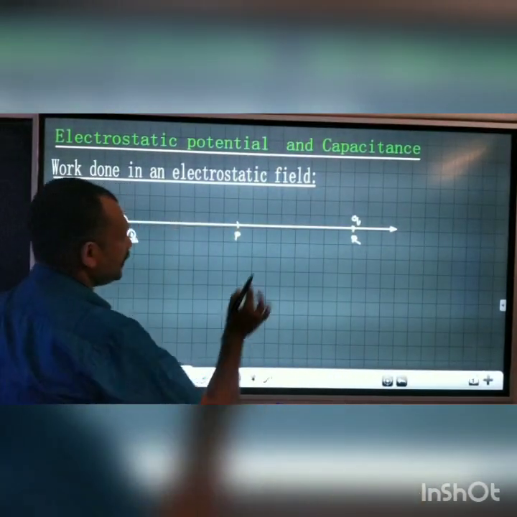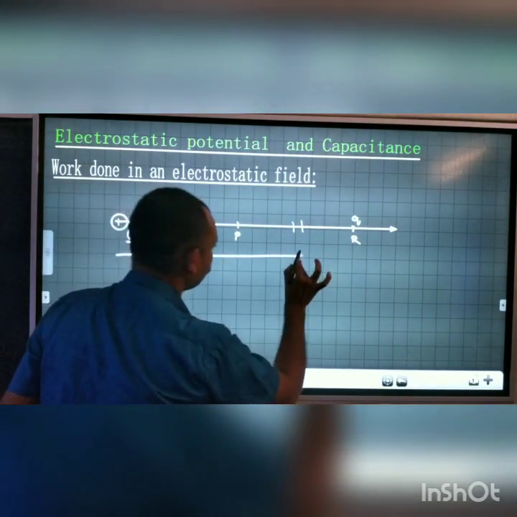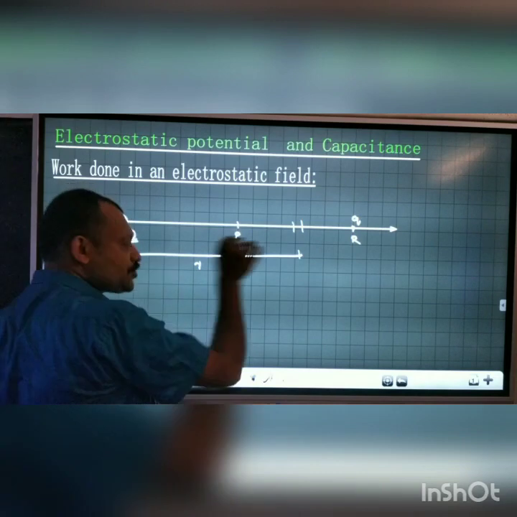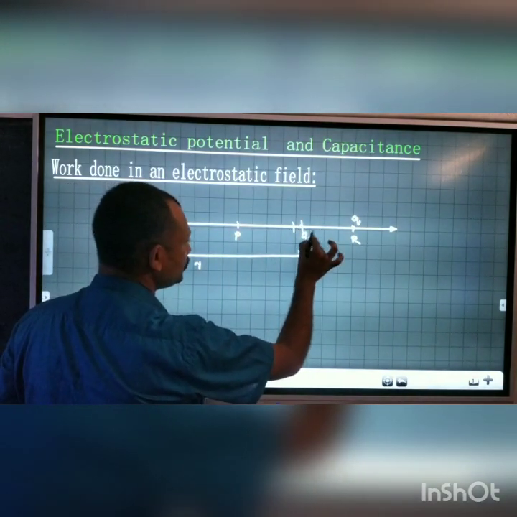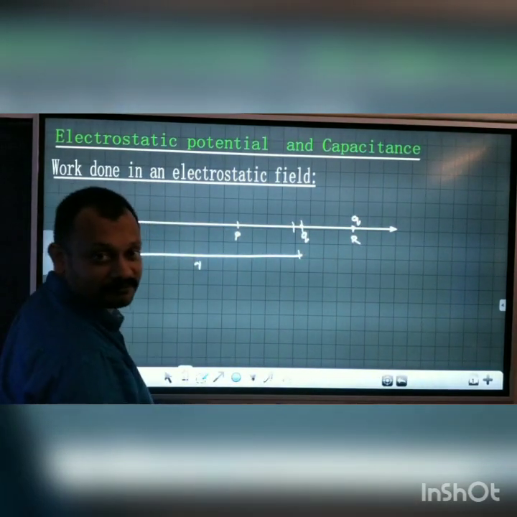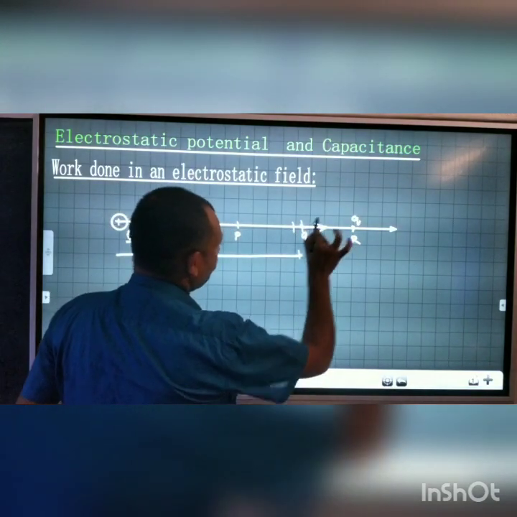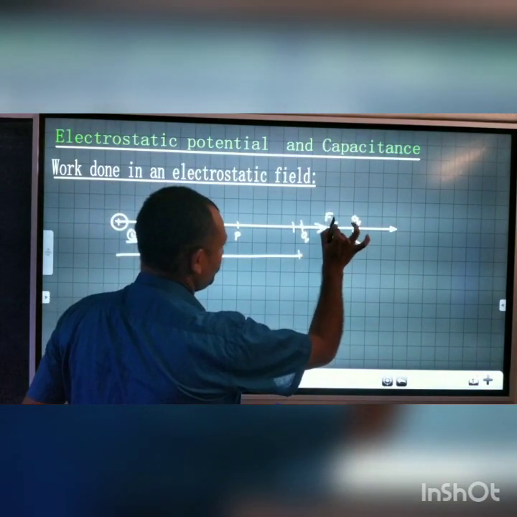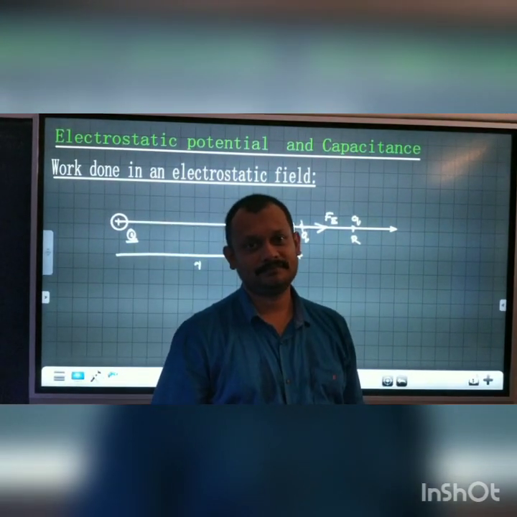Now let me take an arbitrary position R, at an arbitrary distance R, and let me take this positive charge from R to P in small displacements. What is the direction of the electric force here? You know it is in this direction because positive charges repel each other.